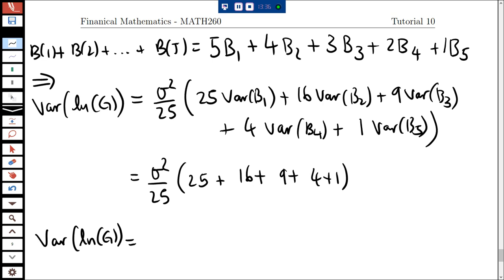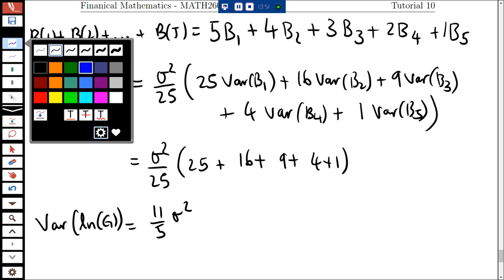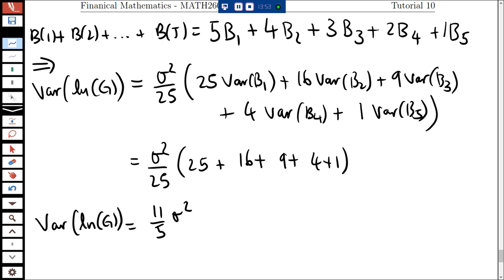Okay, a bit of adding up. 55, yeah, 11 for 5 sigma squared. Okay, so the final answer is 11/5 of sigma squared. Okay, and that completes the question.